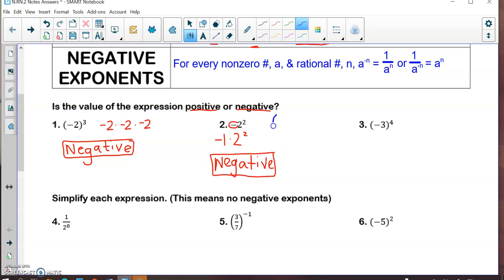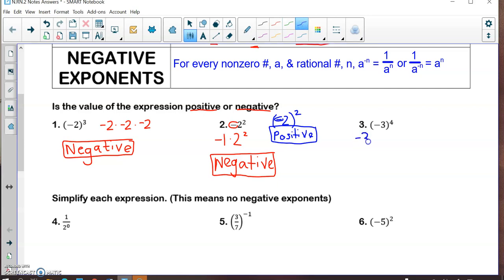However, I'm going to show you something. If I had negative 2 to the 2nd power like this, with the negative in parentheses, the negative is being raised to the 2nd power. So you have negative 2 times negative 2, which would give you a positive value. So if the negative's in parentheses, it does have that exponent attached to it. But if a negative is not in parentheses, like we saw in number 2, then the exponent is not attached to the negative number.